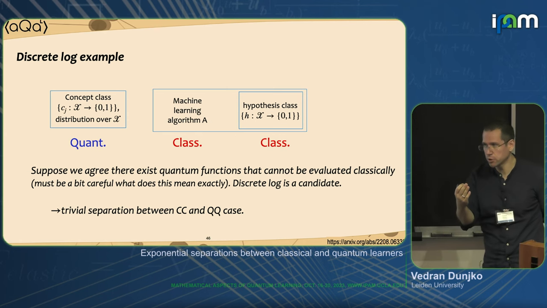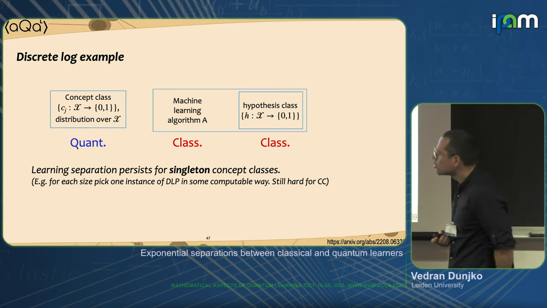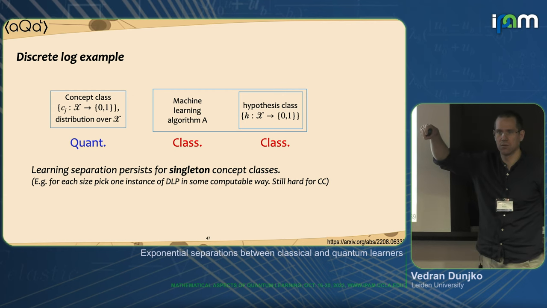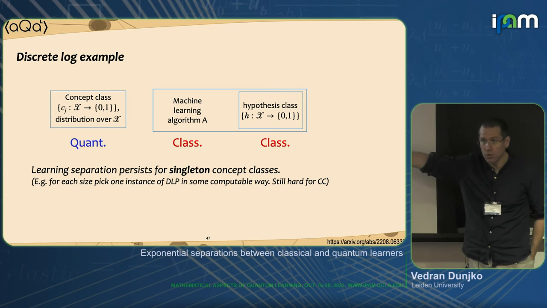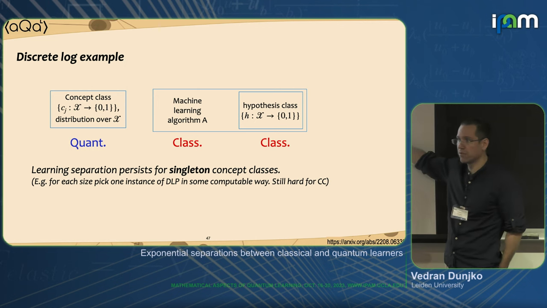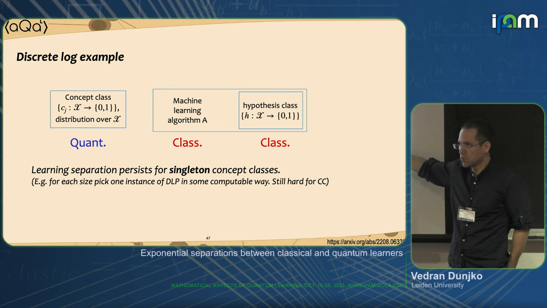What do we mean by trivial separation? Going back to a comment a second ago, it also persists if I have only one concept per size. So the learner knows the concept. It knows the labeling function. It's this one. There's only one. It still cannot evaluate. The quantum learner doesn't need data because there's only one concept.